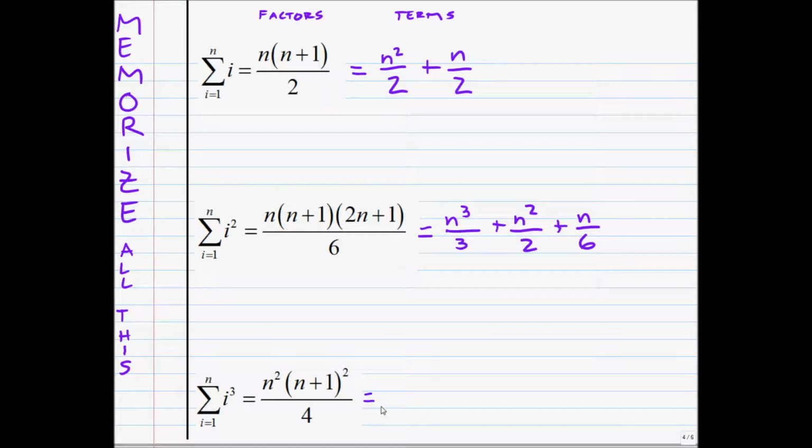I cubed just isn't as common, although you should know it. There's no reason not to know it. And this guy, if you multiply it out, it's actually easier to multiply out because this is a perfect square binomial, and then of course you're just distributing one thing in. But either way, you end up with 3 terms also.